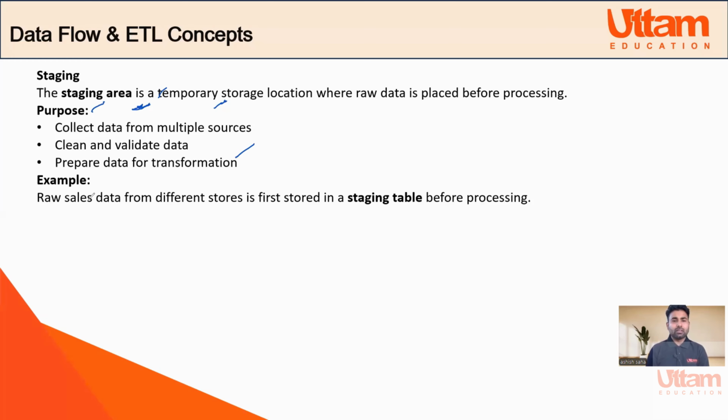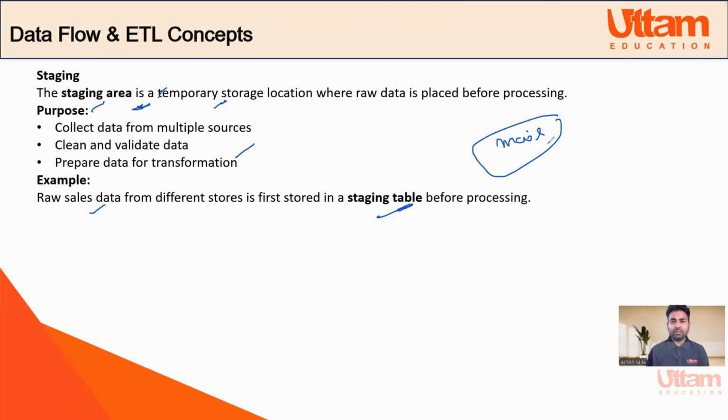For example, the raw sales data from different sources is first stored in a staging table before processing. For example, I take the sales data from my finance department so that I can use it as is. So where can I keep the raw data this time? I can send a mail and say I need the last 5 months of sales data. The finance team sends me the data by mail. So I can say mail is the location where I keep my data.